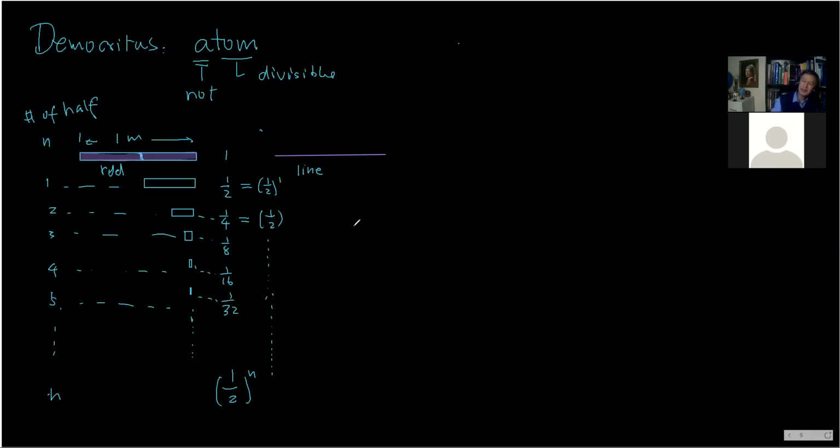For the mathematical straight line, there's nothing there, so you can cut continuously. So what would be the final length? What would be the n? How about n approaching infinity? Then that's nothing. How to denote nothing in mathematics? It will be zero. For the straight line, you got zero. But for material, you get atom.